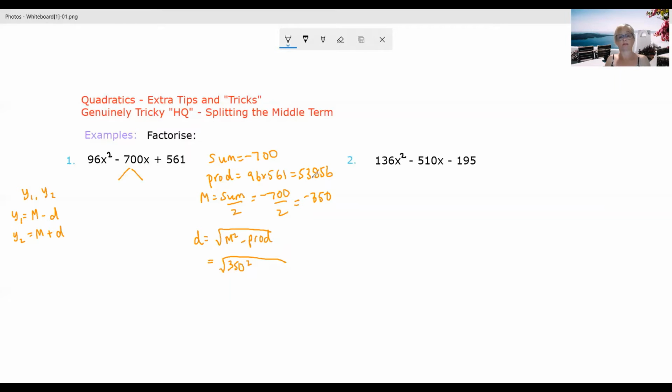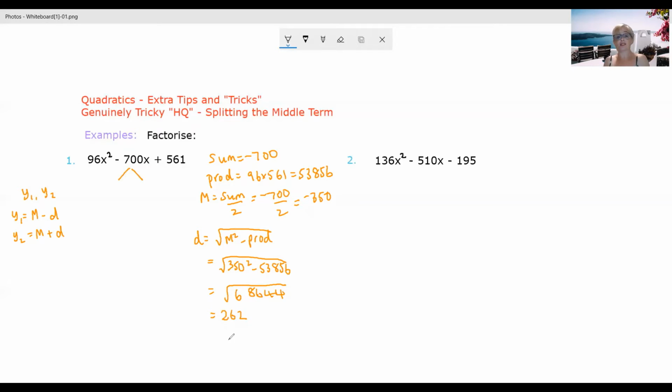minus our product, 53856. So what we get here is the square root of, let's just work that out, 350 squared minus 53856 gives us 68644, and we want to take the square root of that, and that gives us 262.